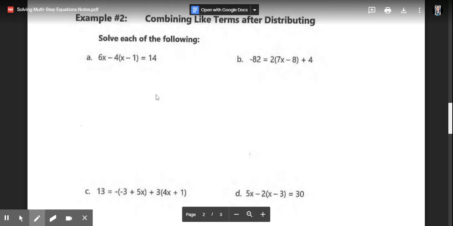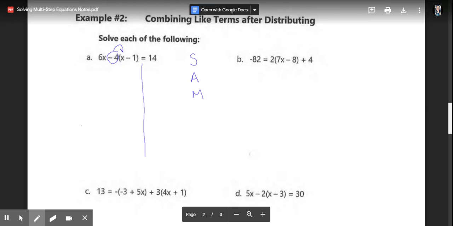Problem A says 6x minus 4, parenthesis, x minus 1, equals 14. So right off the bat, I see parentheses, so I'm going to use the acronym SAM, and I'm going to simplify. So the first part of simplifying is distributing. I need to distribute the number that's immediately in front of the parentheses. Be careful, the number in front of the parentheses is a -4. You always include the sign that's in front of it. So because there's a minus there, that minus needs to stick along with the 4 when we do our distributing. If I forget to include that minus, it's going to mess up the entire problem.